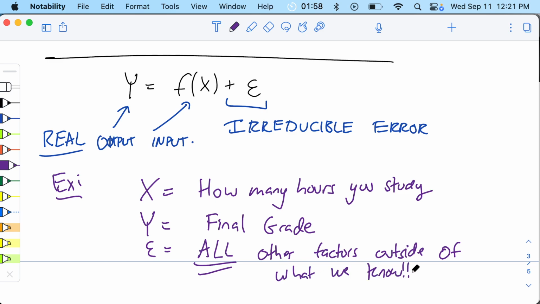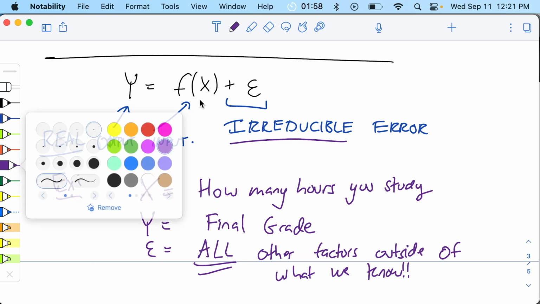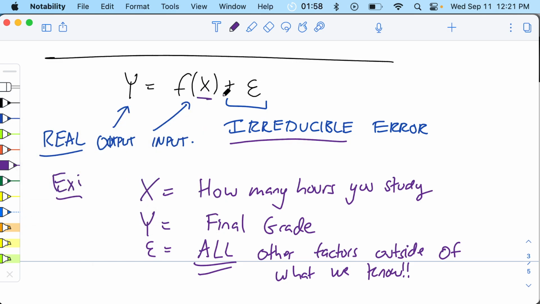So we'll never be able to capture it with only the information about how many hours somebody studied. There's many other factors. And we bunch all those other things together, all the things that would affect your final grade except for the number of hours you studied, we put that into the epsilon. And that's why it's called the irreducible error, because it's really outside of our control. It's all the stuff that has to do with not x. X is what we know. Epsilon is all the stuff that is not about x.